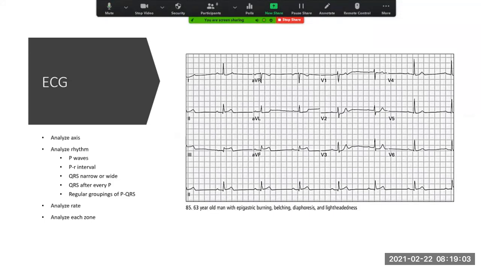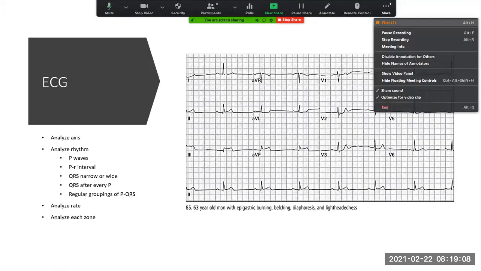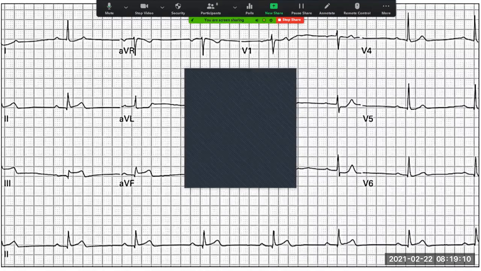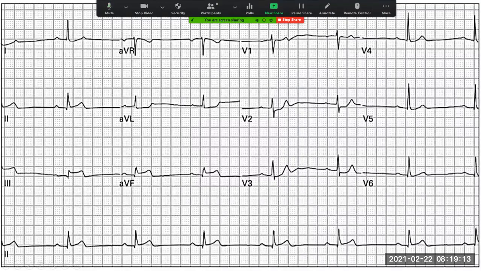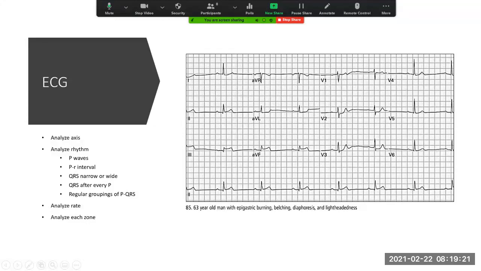Whenever we start with an ECG, we first analyze the axis. Always remember, whenever we're analyzing an ECG, first analyze axis, then we analyze rhythm, then we analyze P waves, PR interval, QRSs, QRS after every P, regular groupings of PQRS, then we analyze the rate, then we analyze each zone, all right?